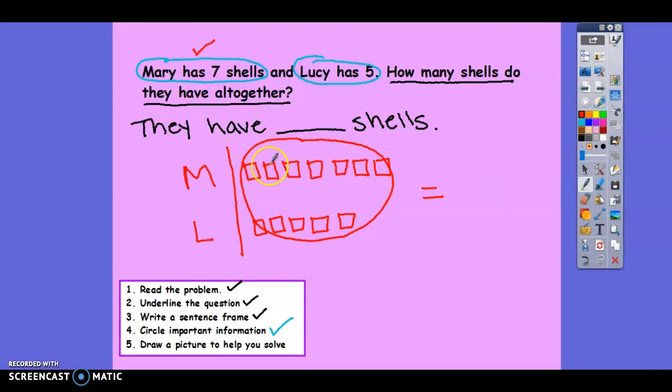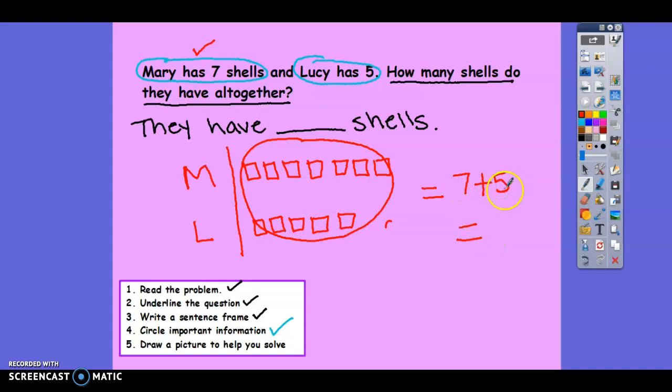So I know, this is 1, 2, 3, 4, 5, 6, 7 that Mary has. And this Lucy has 1, 2, 3, 4, 5. So I know if I'm putting them all together, I'm joining them together. And so now I found my equation or my process that I need to do. I know I need to add together both of the numbers that represent how many shells they have. So 7 plus 5. So we'll say equal sign.